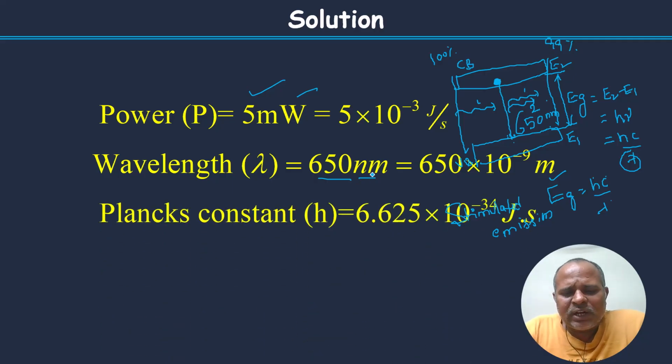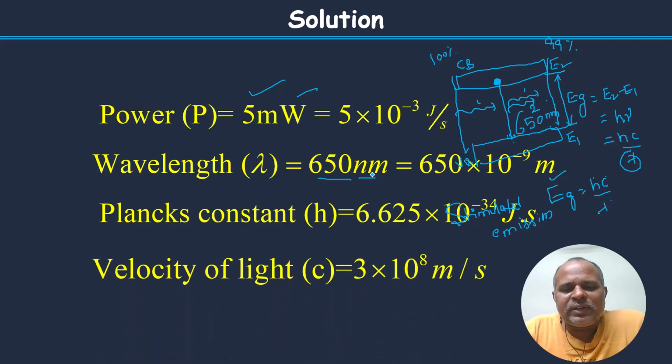And the Planck's constant we already know, 6.625 into 10 power minus 34 joule second. This is the standard value, and the velocity of light is 3 into 10 power 8 meter per second. Now let's find out the energy of the photons. They have given you the wavelength.